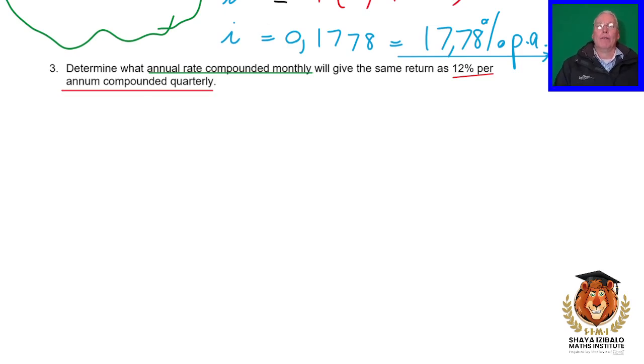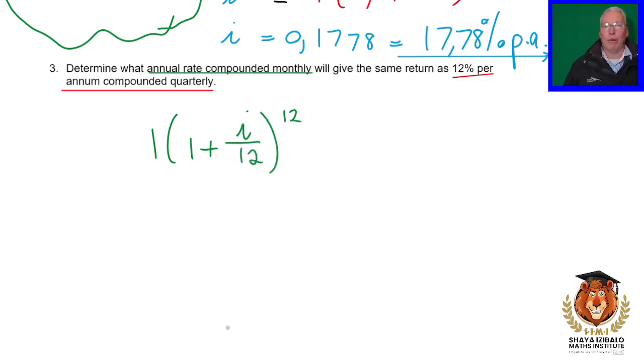Okay, let's have a look. So with the green pen, here's my 1 Rand. It's going to be 1 plus my interest rate divided by 12 to the power of 12. In 1 year, that's what I'll end up with.